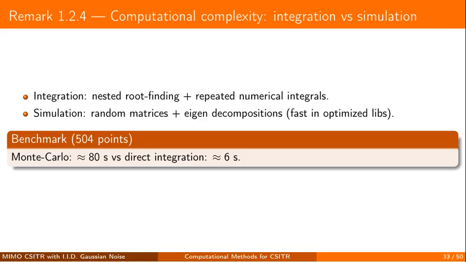A note on computational effort. Integration requires a nested root-finding step followed by repeated numerical integrals, moderately expensive. Simulation is conceptually heavier, but benefits from highly optimized linear algebra libraries, just random matrix generation and eigen decompositions. The benchmark for 504 points, Monte Carlo, takes about 80 seconds, direct integration only about 6. Integration wins by an order of magnitude here.